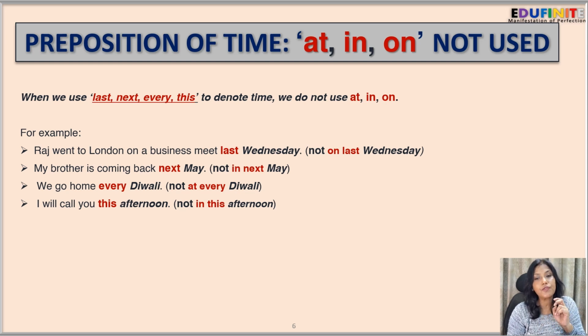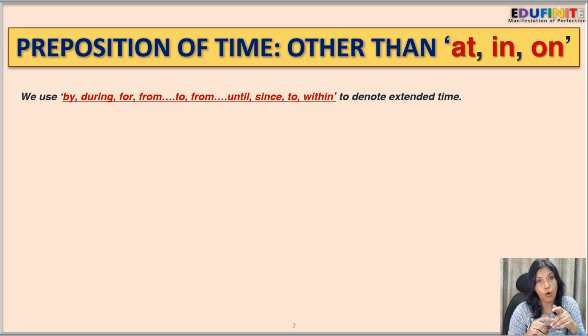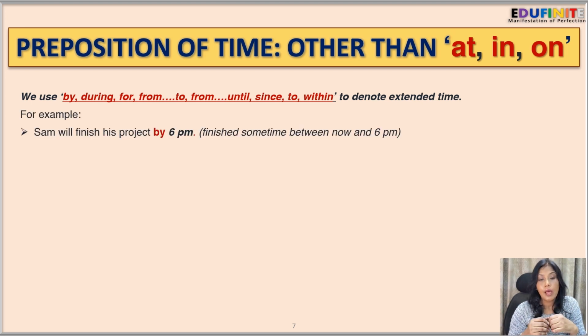Now, prepositions of time other than at, in, or on. We use by, during, for, from to, from until, since, to, within to denote extended time. For example, Sam will finish his project by 6 p.m. So, what will happen is, Sam will start maybe the project now or after some time, and by 6 p.m. today he's going to finish it.